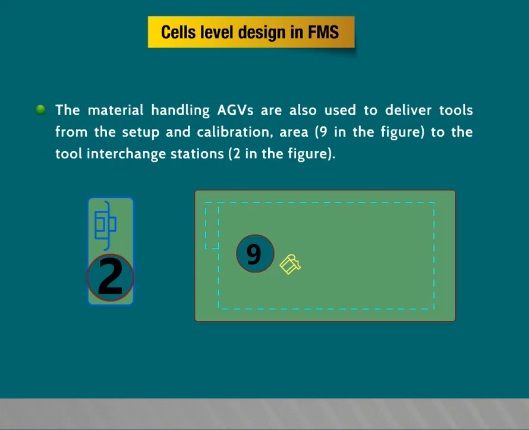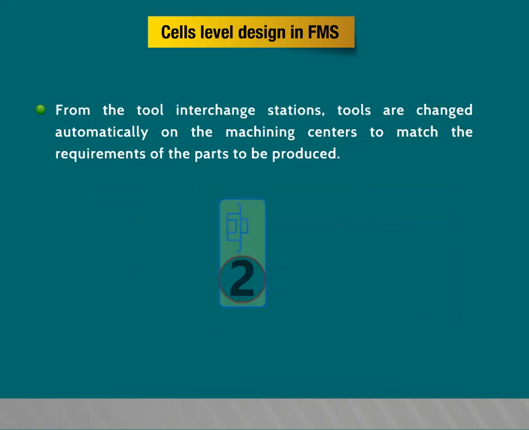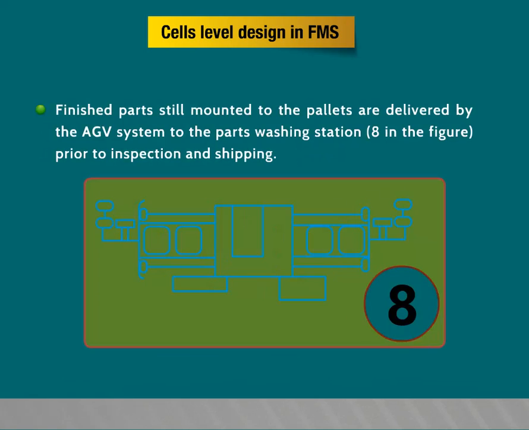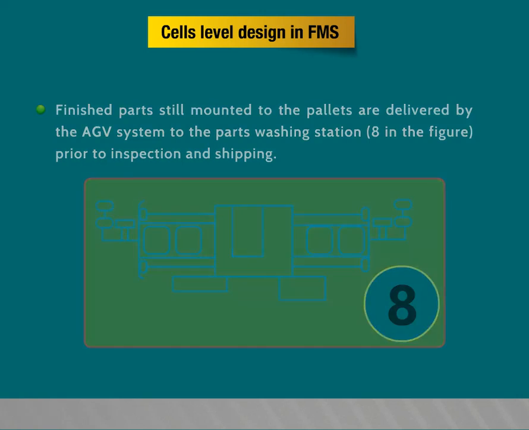The material handling AGVs are also used to deliver tools from the setup and calibration area, that is 9 in the figure, to the tool interchange stations, that is 2 in the figure. From the tool interchange stations, tools are changed automatically on the machining centers to match the requirements of the parts to be produced. Finished parts still mounted to the pallets are delivered by the AGV system to the parts washing station, that is 8 in the figure, prior to inspection and shipping.